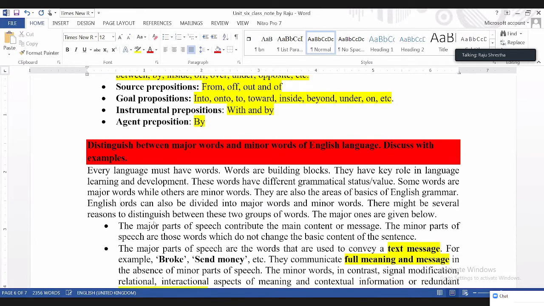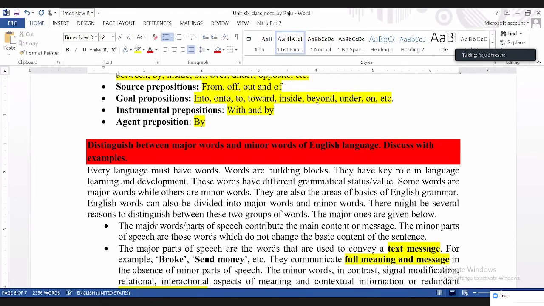Now, English words can also be divided into major words and minor words. There might be several reasons to distinguish between these two groups of words. The major ones are given below. Differences: major parts of speech, major words.